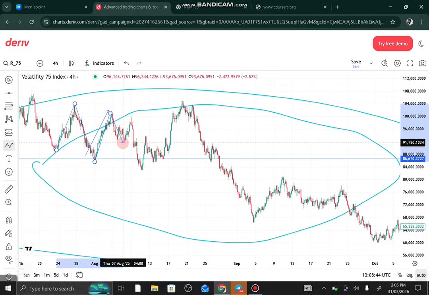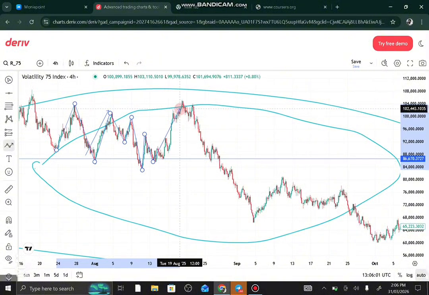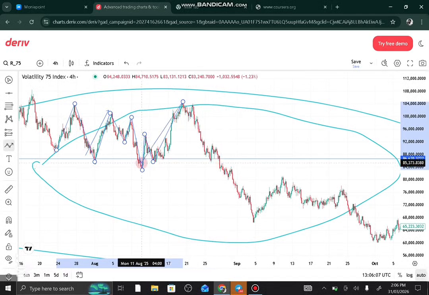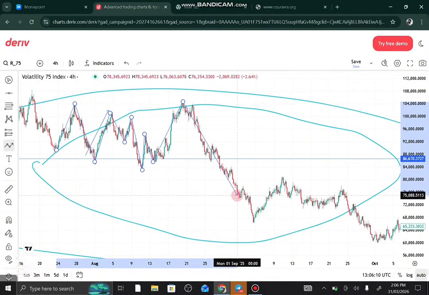Then we have our low here. Then we have our lower high. Then we have our lower low here. Then we have a high, then a low, then a lower high here. Then price comes all the way and breaks this particular low that you're seeing. It breaks it downward to this point.